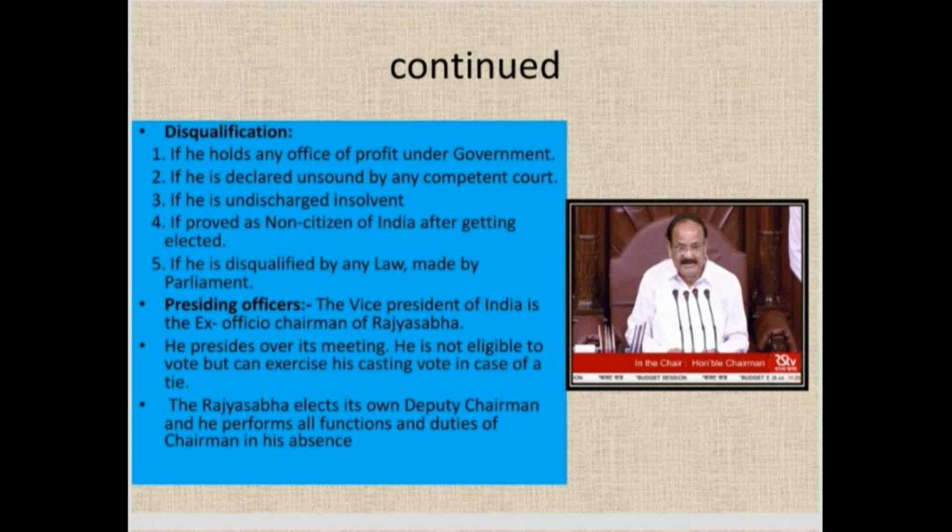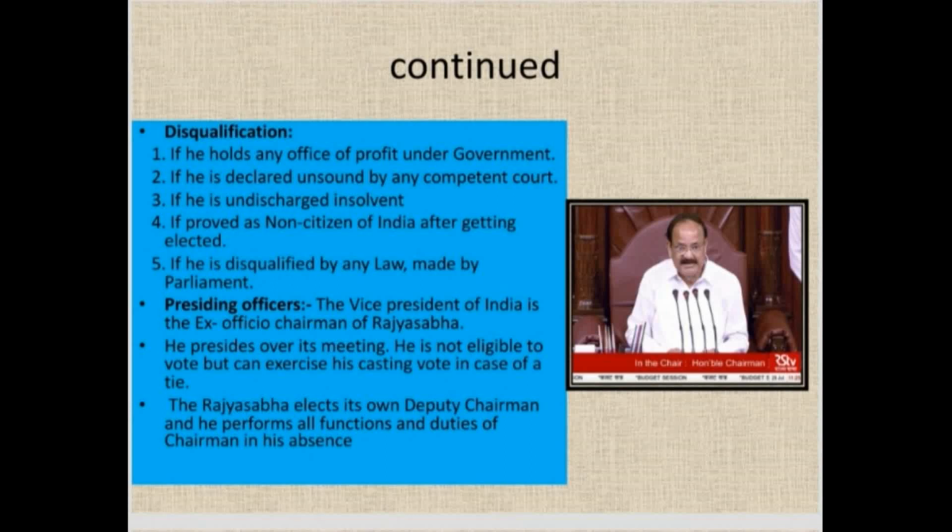That means he allots time for all the members of Rajya Sabha for all the discussions in the house. He is not eligible to vote, but he can exercise his vote only during a tie in Rajya Sabha. The Rajya Sabha chairman cannot exercise his vote because he is generally referred to as the Vice President and does not belong to the Rajya Sabha house. Hence, he cannot exercise his vote except during ties.